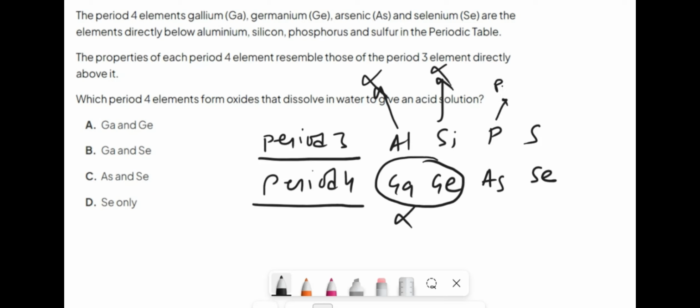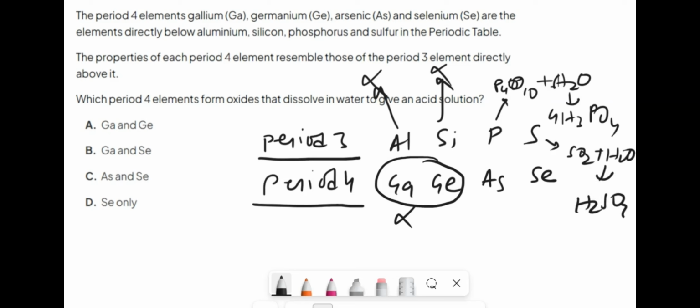Phosphorus oxides. We know that P4O10 reacts with water to give H3PO4, which is acidic. Similarly, sulfur oxide like SO2 reacts with water to give H2SO3, which is acidic in nature. That means these oxides, phosphorus and sulfur oxides, dissolve in water to form acidic solution. Hence, arsenic and selenium will also form oxide, which dissolves in water to form acidic solution. Hence, option C should be the correct option.